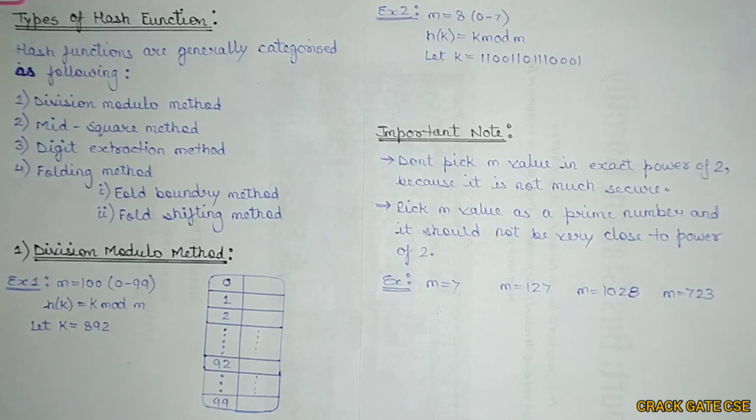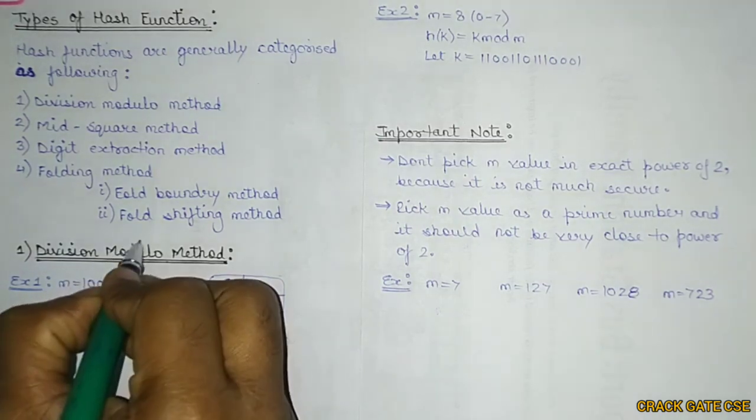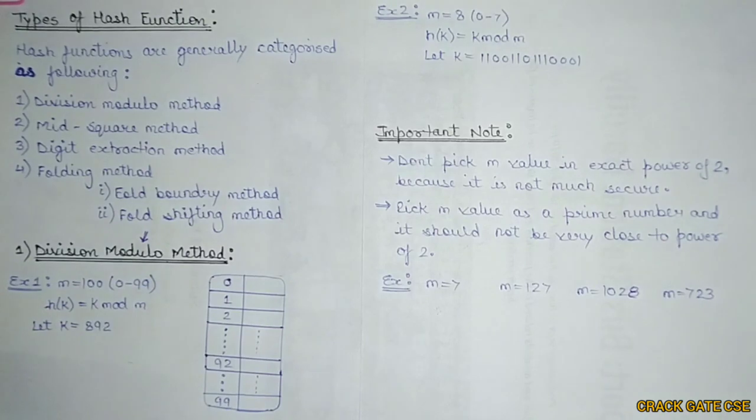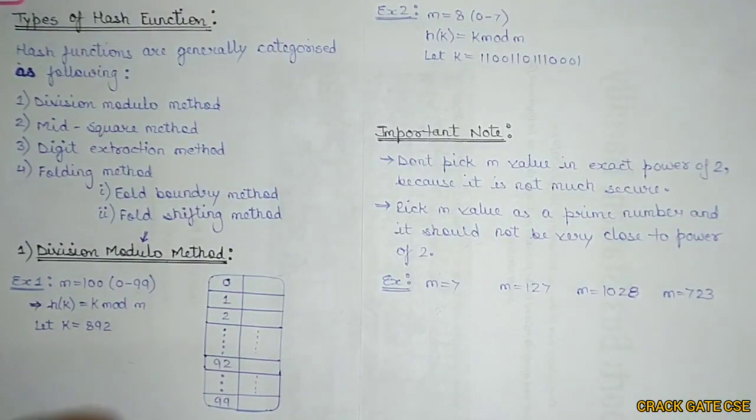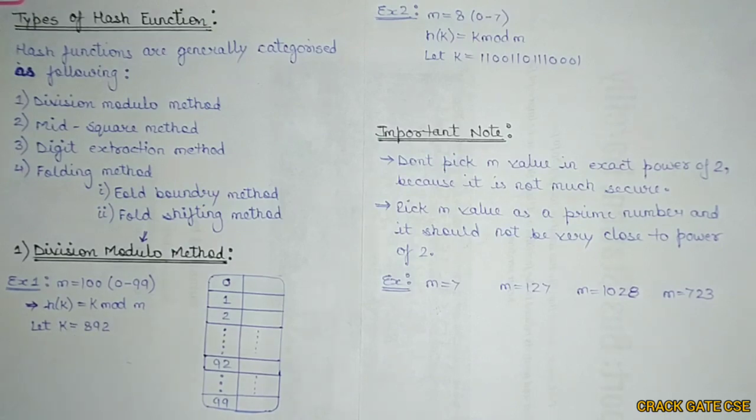So the first method is division modulo method. As the name suggests, that is division modulo, so we'll be using the mod function over here. So what is the mod function we are using? This is the mod function, say k mod m. So we are using the mod function in division modulo method.